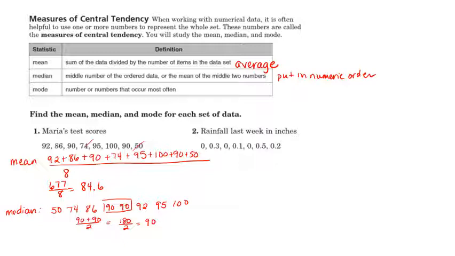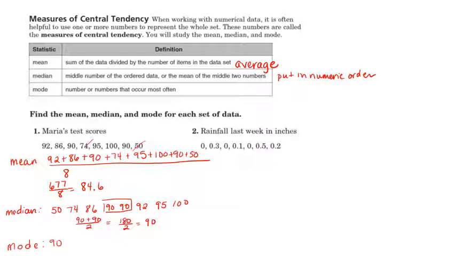Now we're going to find the mode. The mode is whatever number appears the most. So the only one that's repeated is 90. So the mode of this is 90. You can have more than one mode, or you could have no mode at all. So let's say 90 appeared just once, then there would be no mode. Or let's say 90 appeared 3 times and 92 appeared 3 times. Then both of those would be the mode.